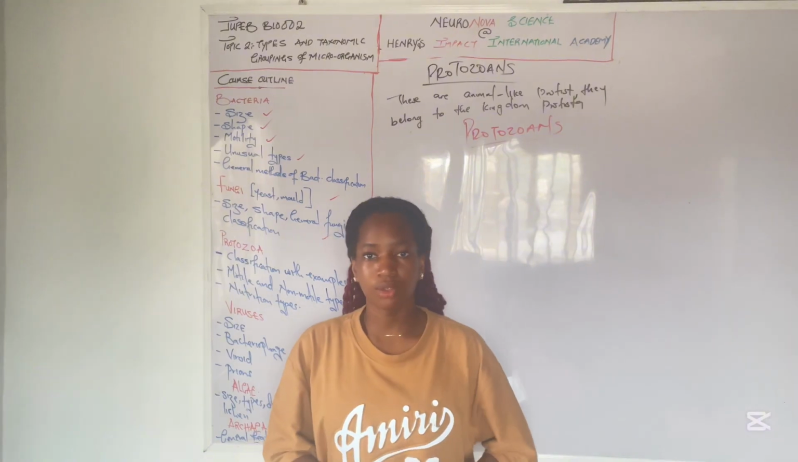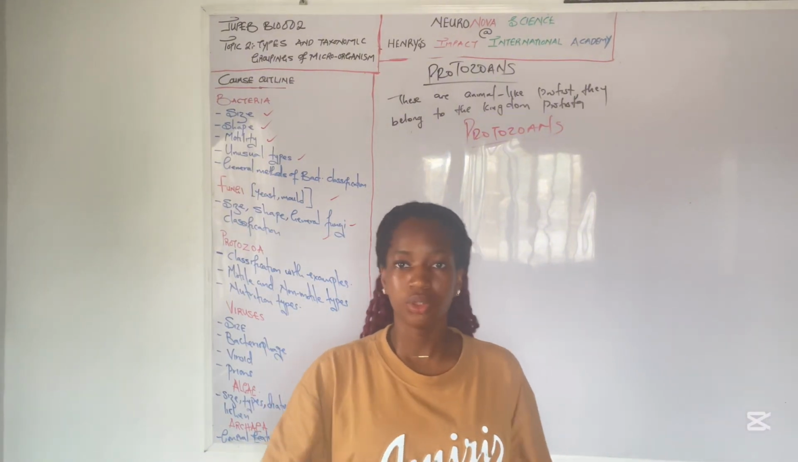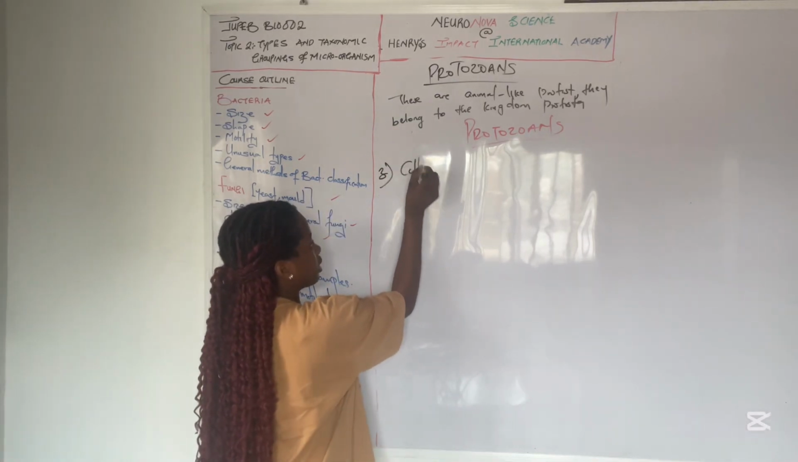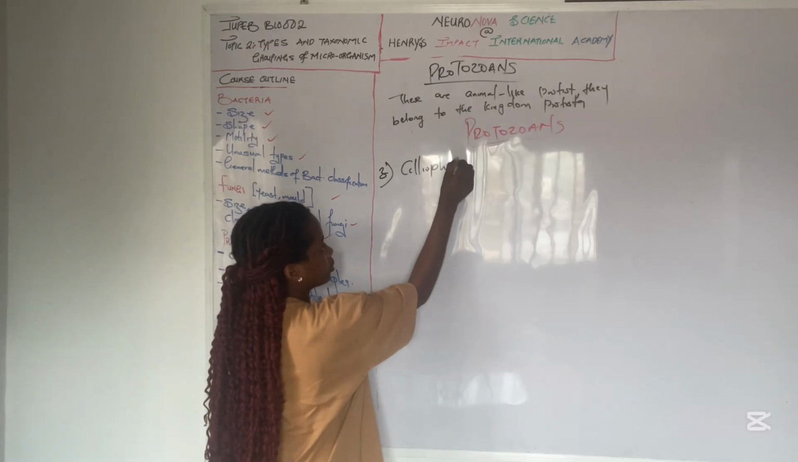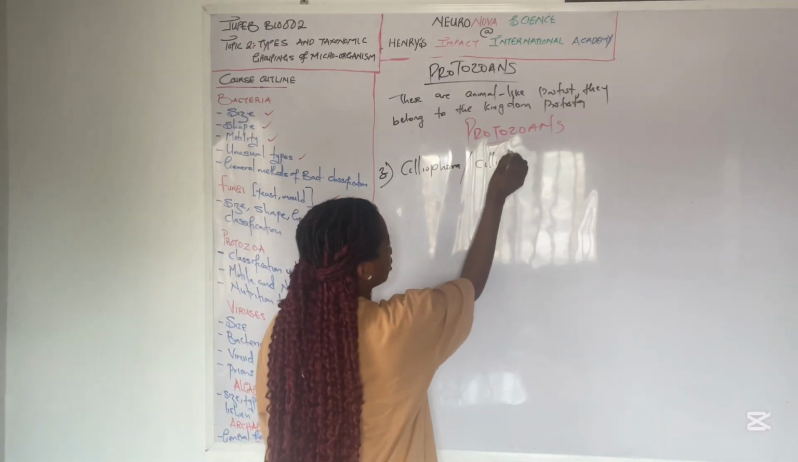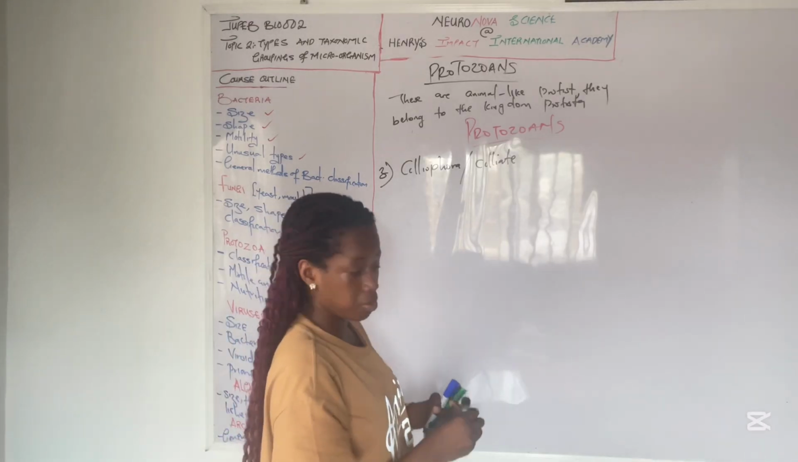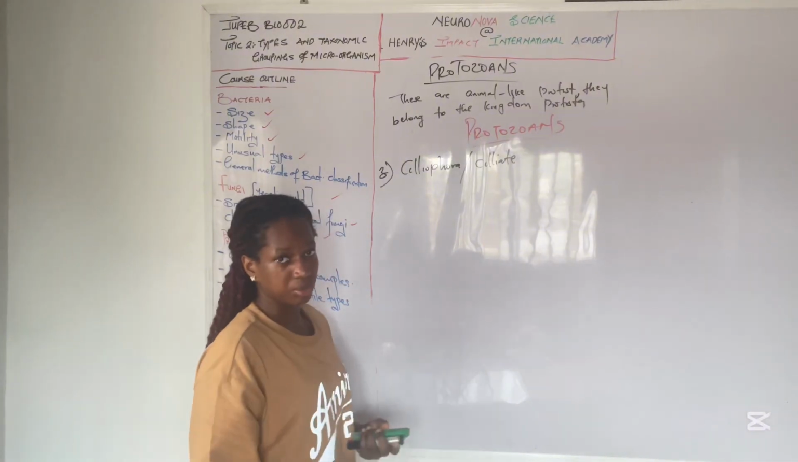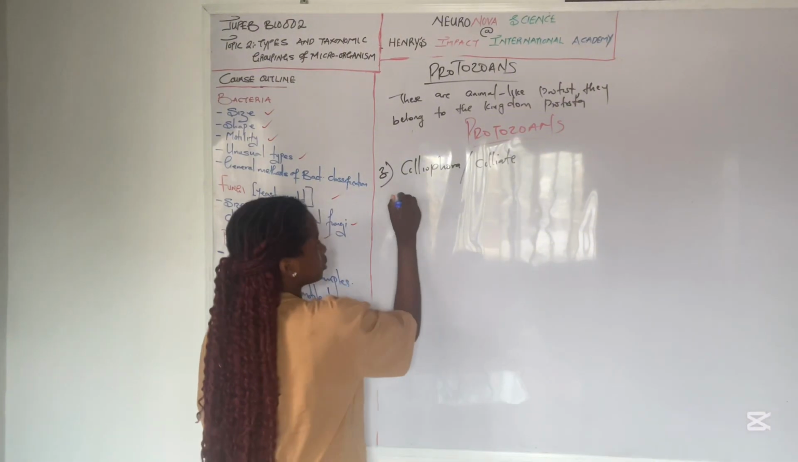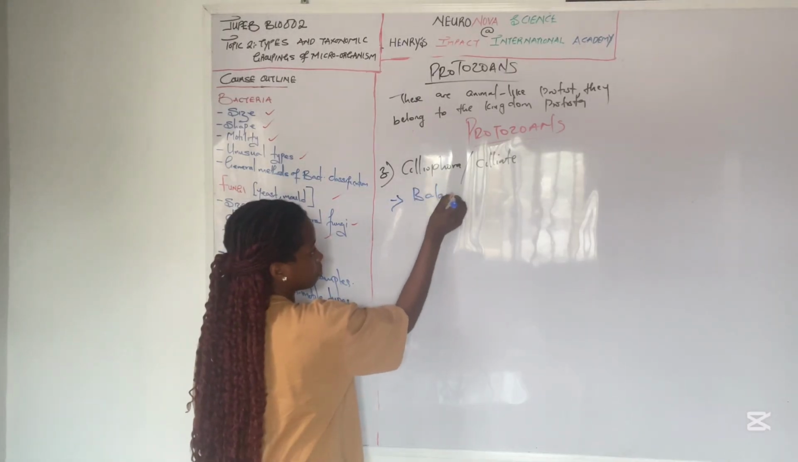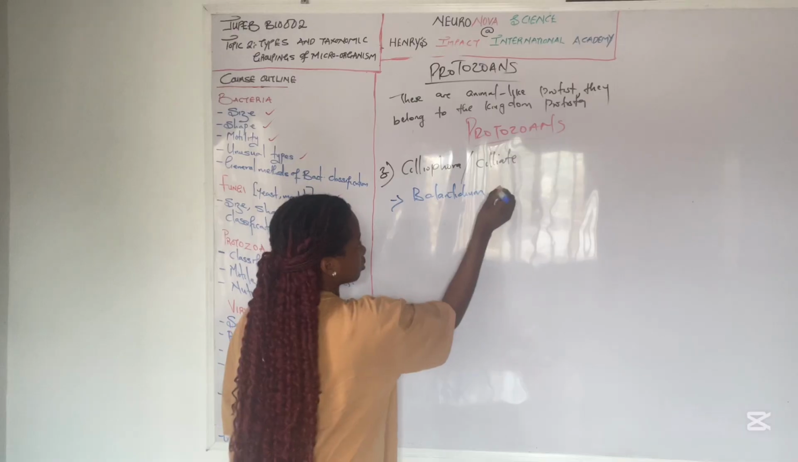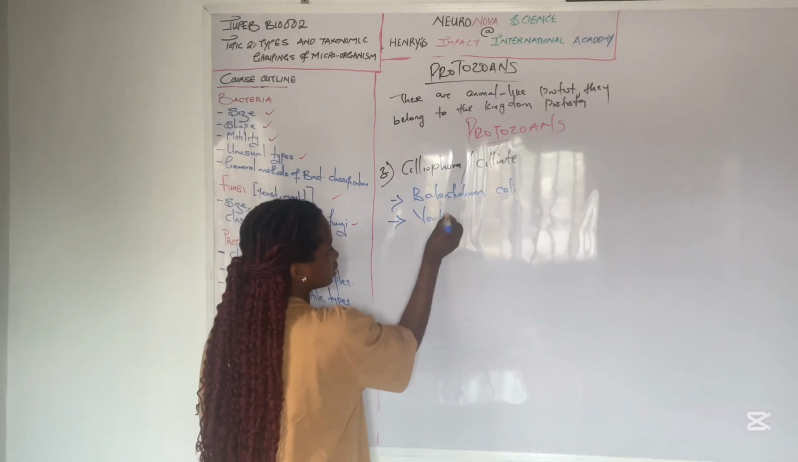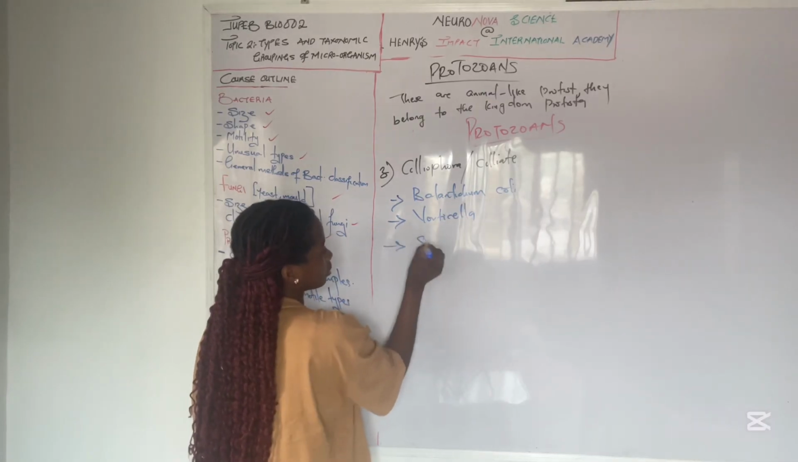The other subclass of protozoan that I'll be discussing now is the Ciliophora, which you can also call ciliates. From their name, cilia, you obviously know that they move with the aid of cilia. There are some basic examples you need to know at your JUPEB level: Paramecium caudatum, which is not parasitic, then Vorticella, and Stentor.